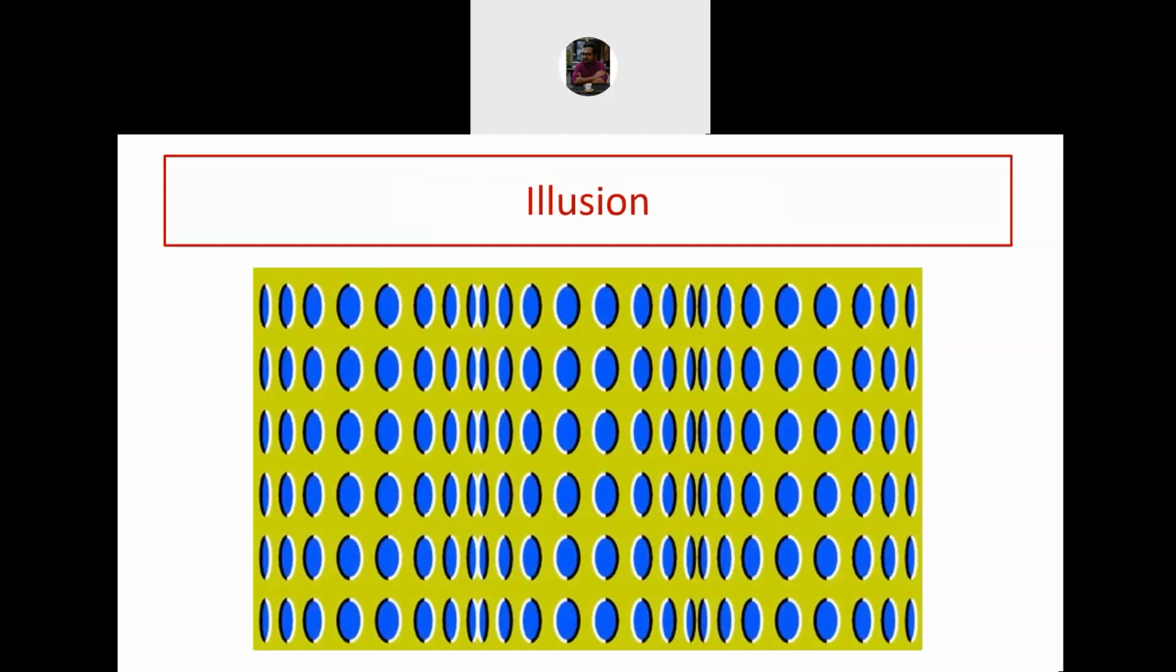Illusion is a glitch in the sensory system. For example, this kind of images are very commonly seen on the internet. If you look at this image, it seems that these blue dots are moving. Of course, they are not moving. So illusion is a false perception of a real stimulus. And this happens because our sensory system itself has some glitches. Our brain tends to autocorrect various manifestations, and that is why illusions happen.